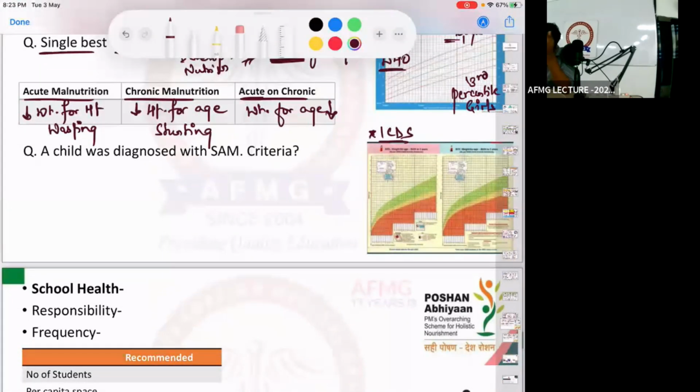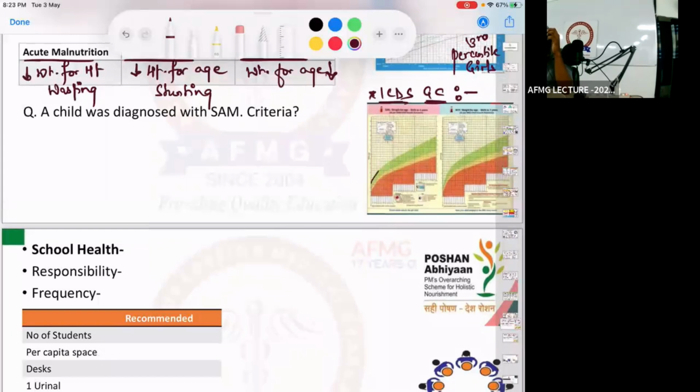Here you can see, apart from the lines, there is a zone: a green color zone, a yellow color zone, and a red color zone. So these are the ICDS growth charts. Here the uppermost line is known as the upper reference curve, whereas the lowest line is known as the lower reference curve.